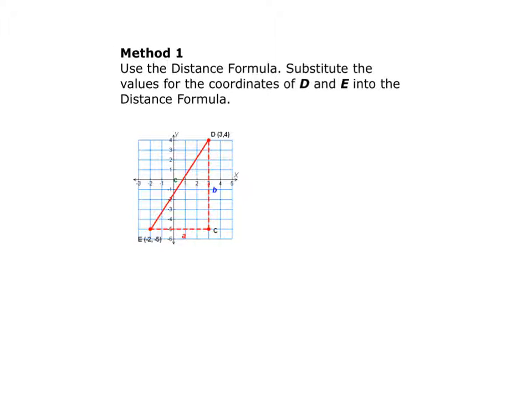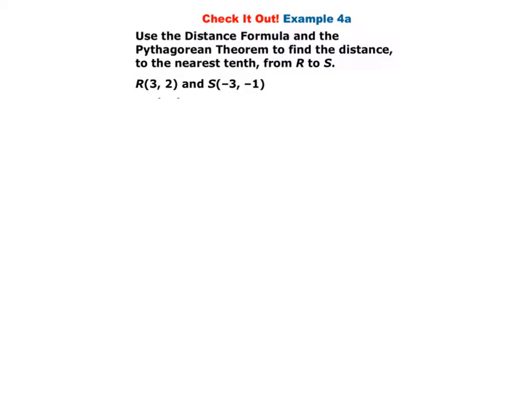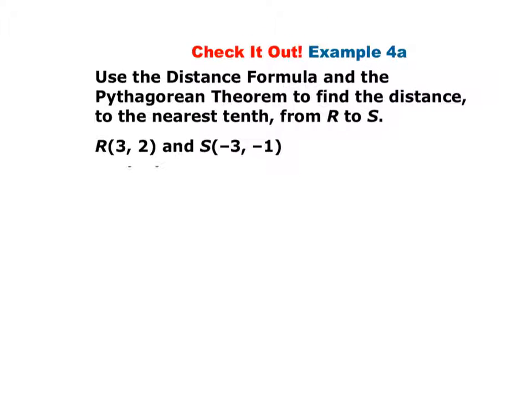The next two slides are just what we just did. Method 1 being the distance formula. It's the same problem. And then method 2, the Pythagorean theorem. So use the distance formula and the Pythagorean theorem to find the distance to the nearest tenth from R to S. So let's draw it out. So R is 3. So we go to the right 3 and up 2.